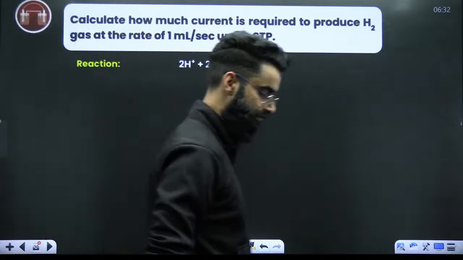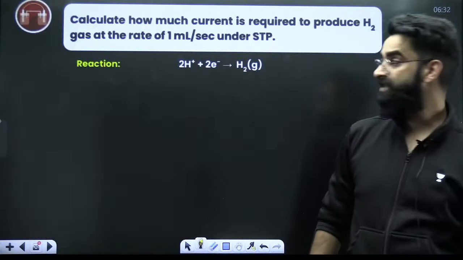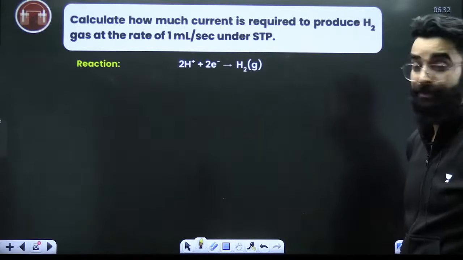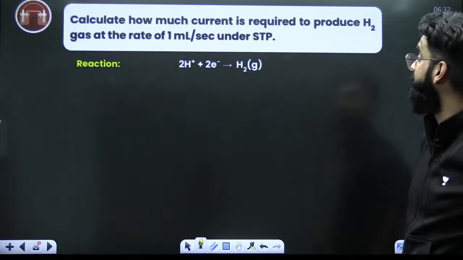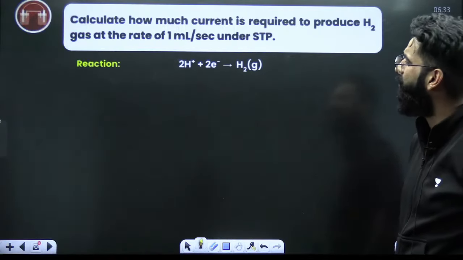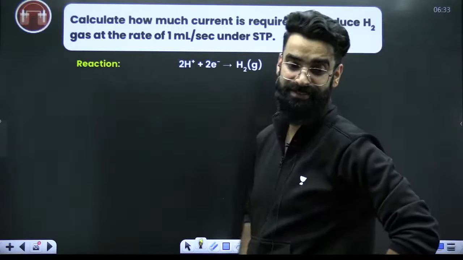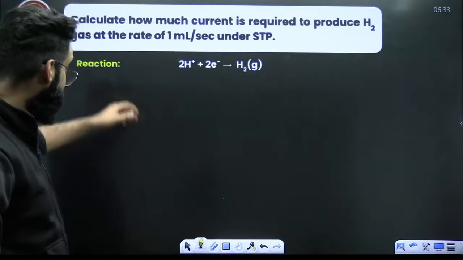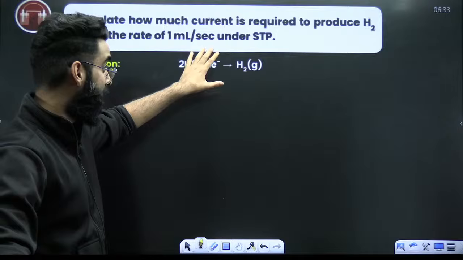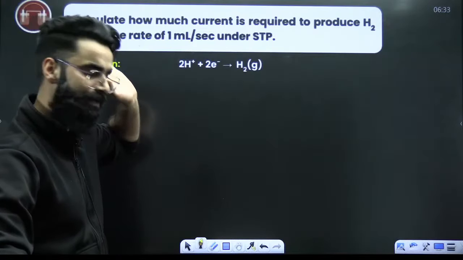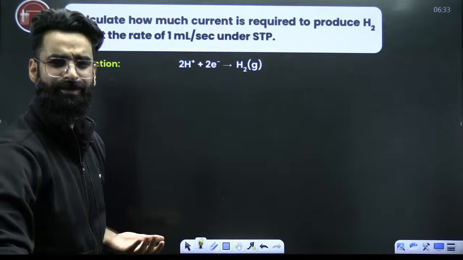Look at this particular question. Calculate how much current is required to produce H2 gas at the rate of 1 ml per second under STP. Read the question carefully. So as per the question, we are doing some electrolysis, right?